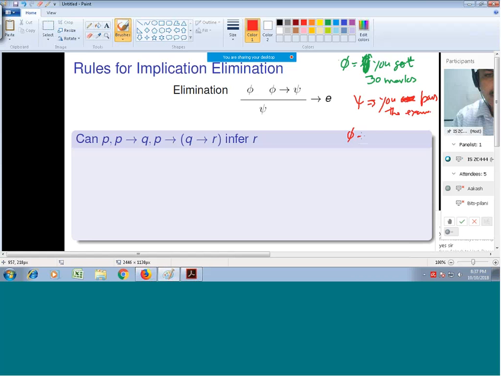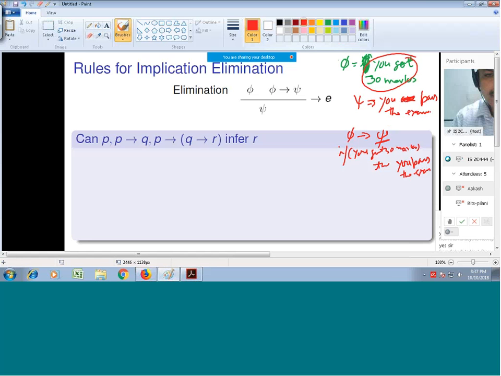Phi implies psi means what? If you get 30 marks, then the second statement, you pass the exam. Understand?